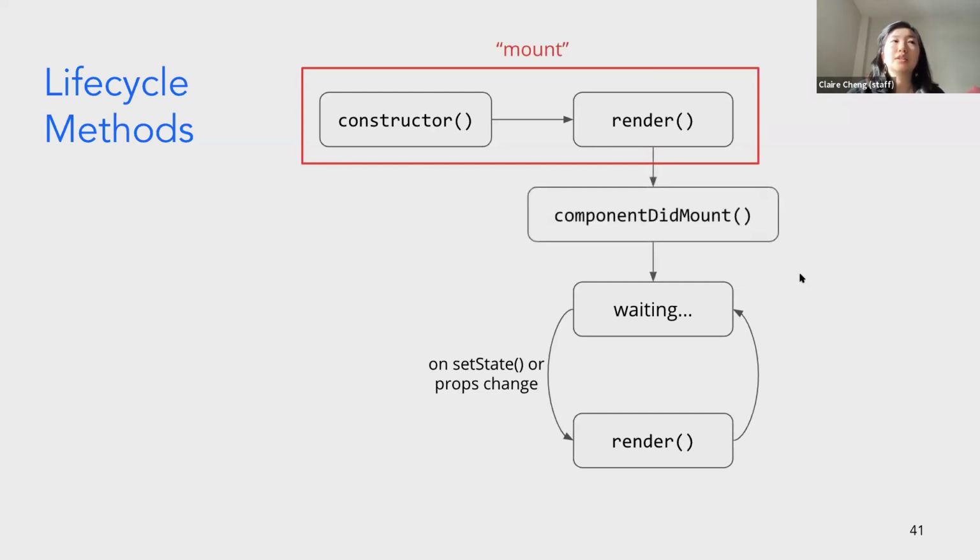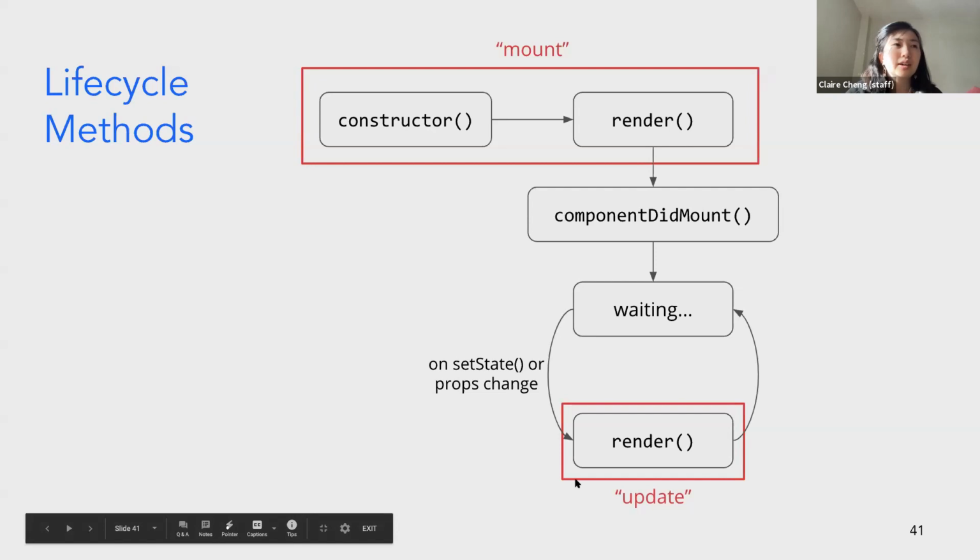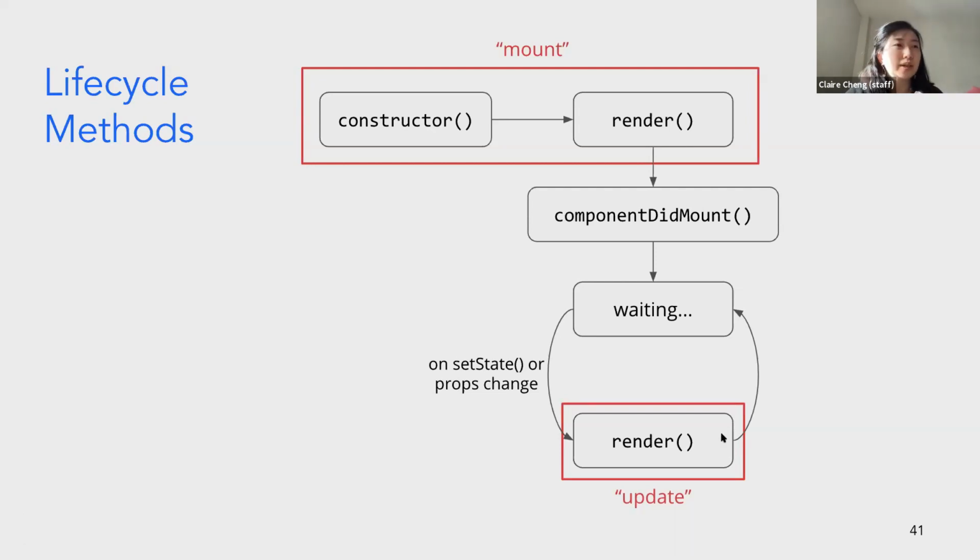Now there's a new method we're going to introduce called component did mount. This is also a lifecycle method. It happens after the mount, which makes sense, that's why it's called component did mount. We'll talk a little more about what you do in it later on, and after this happens, you'll enter this waiting loop. And then any subsequent render after state or props change is called an update. This is another terminology, it's just update, like whenever you update the page.